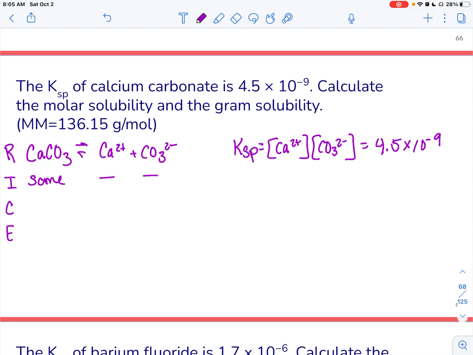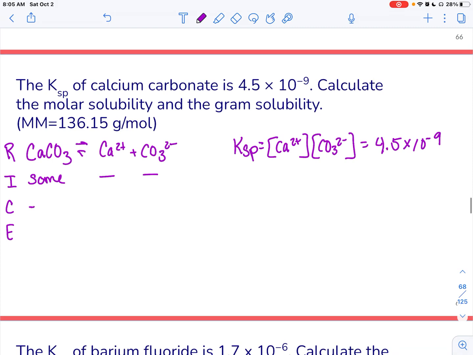We're now going to use S as our solubility. S is going to stand for solubility. That's going to be our change. We're going to make S be the amount that dissolves. So if S dissolves, that means we subtract S here because it's not going to be solid anymore. And then it's going to turn into S here.